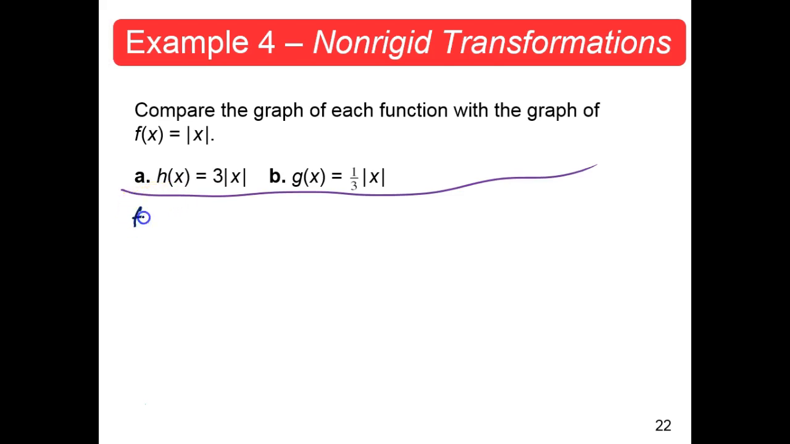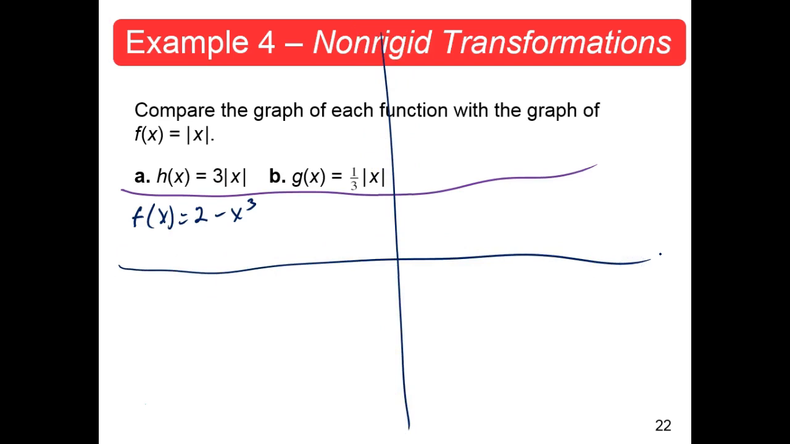Here's our original function, f of x is equal to 2 minus x cubed. How are we going to do that? Let me tick off a few points here. 1, 2, 3, 4, 5, 6, 7. Negative 1, 2, 3, 4, 5, 6, 7. 1, 2, 3, 4, 5.